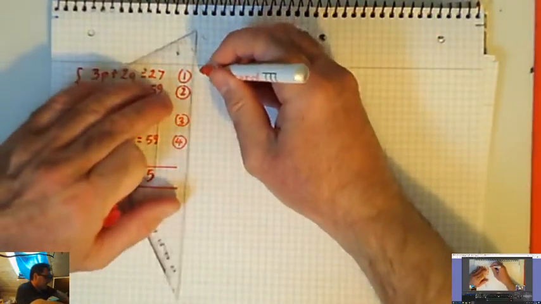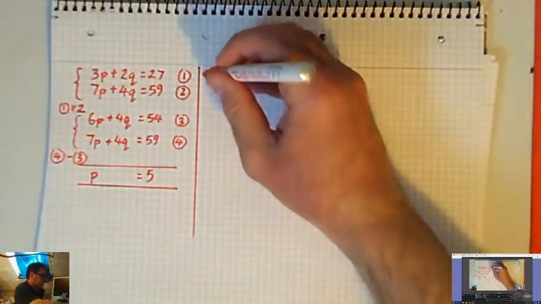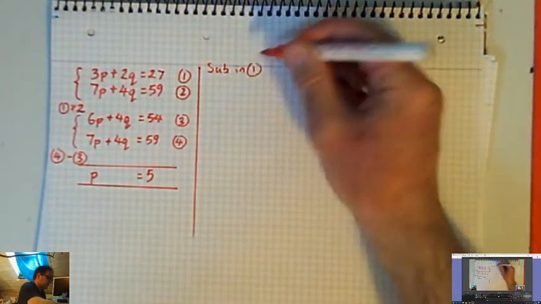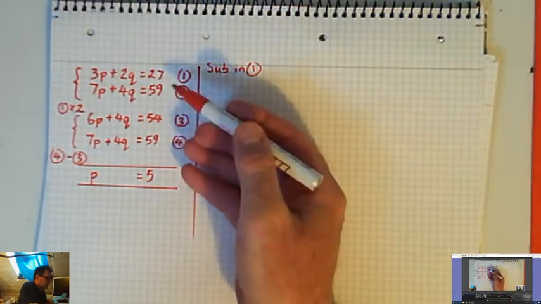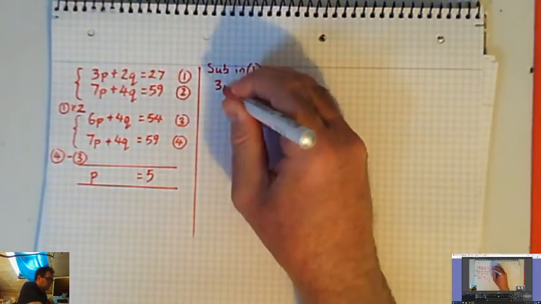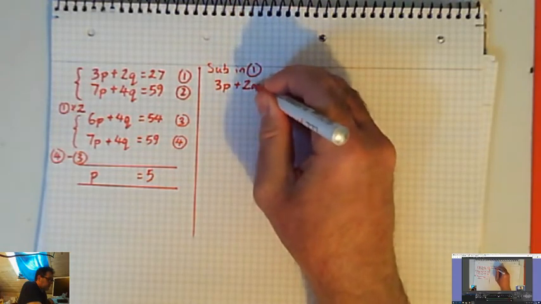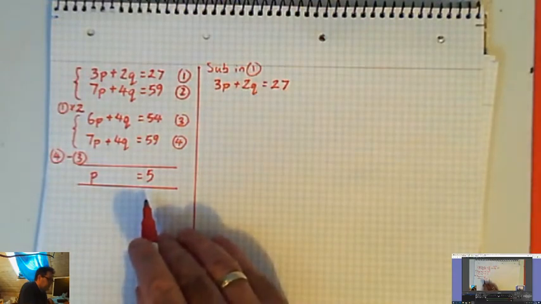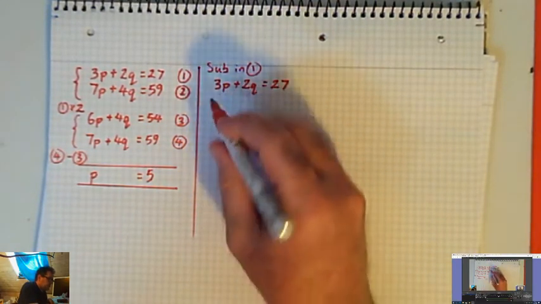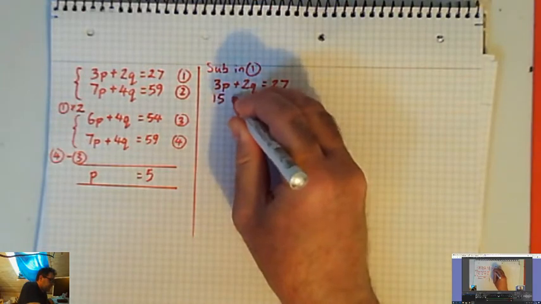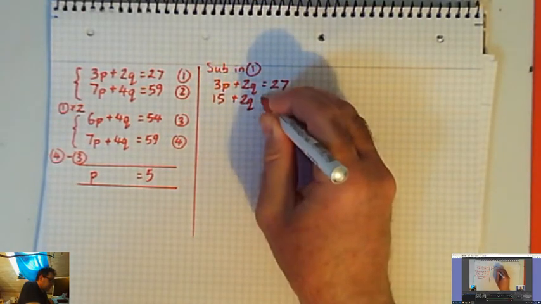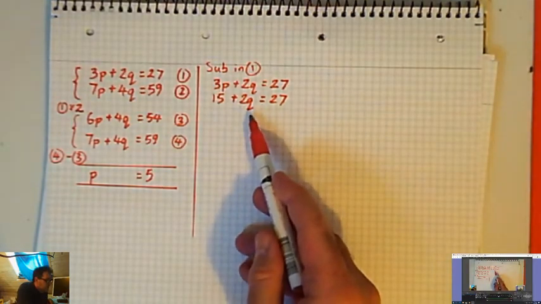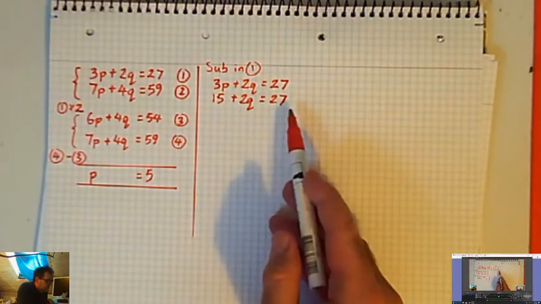Okay, so now that I've figured out what p is, I'm going to take that value of p and substitute it into equation 1 that we started with. So equation 1 was 3p plus 2q equals 27. And now that I've figured out that p is 5, that's going to become 3 times 5 is 15. 15 plus 2q equals 27. And I want to figure out what that q is. So 15 plus 2q is 27.